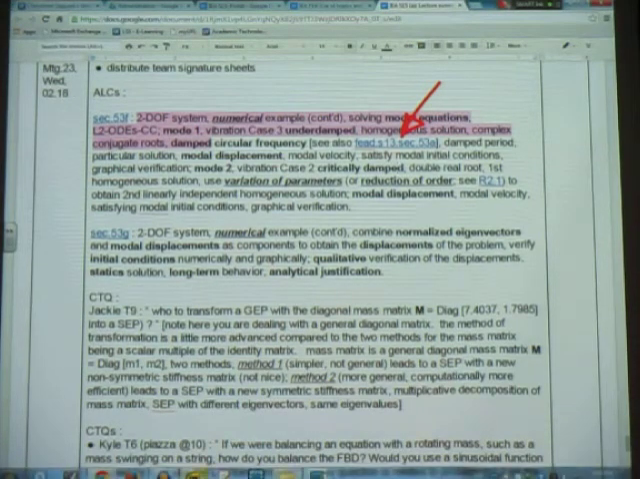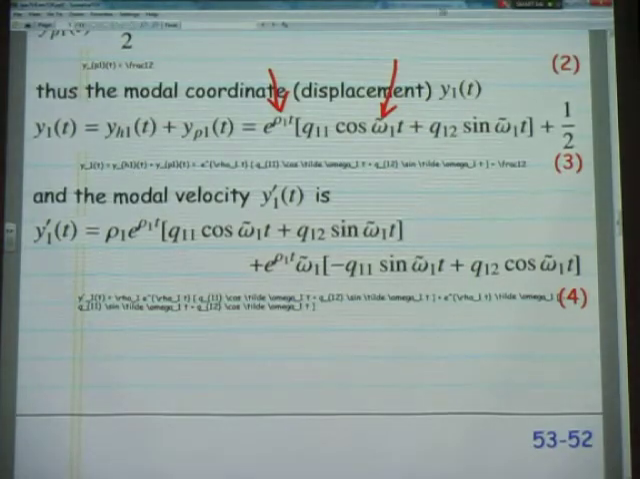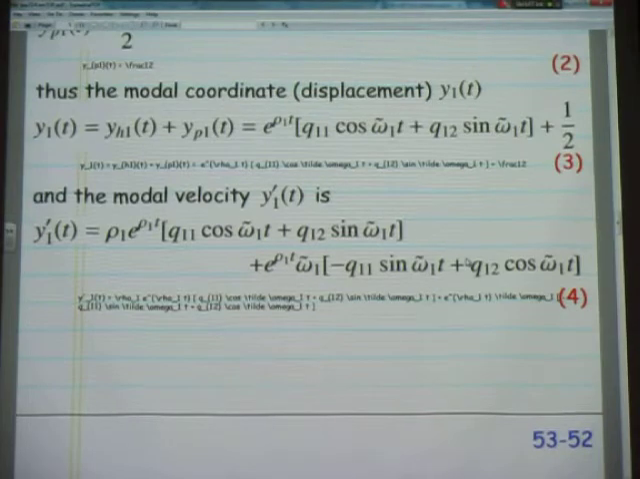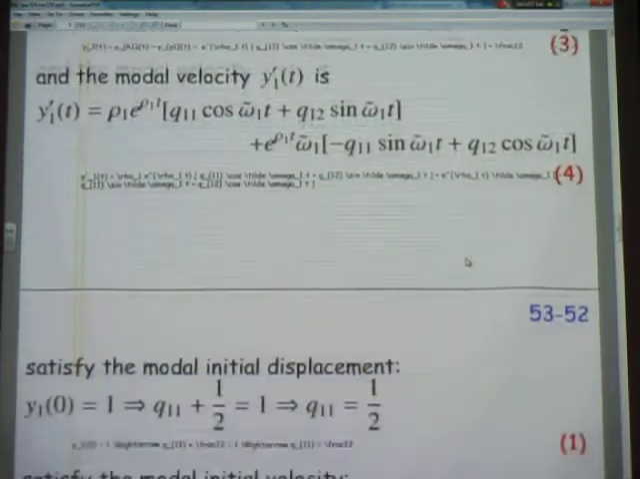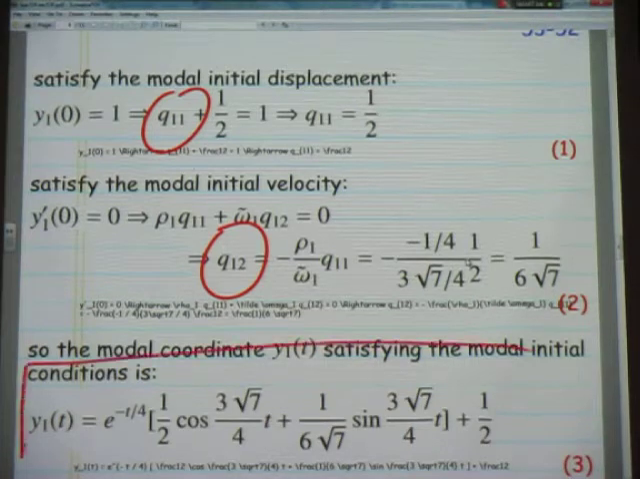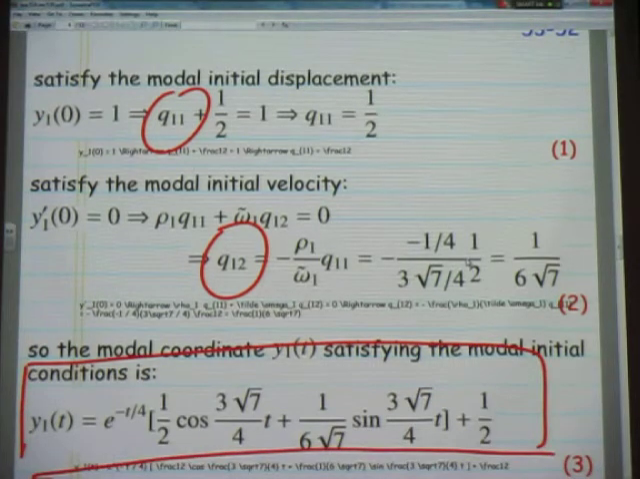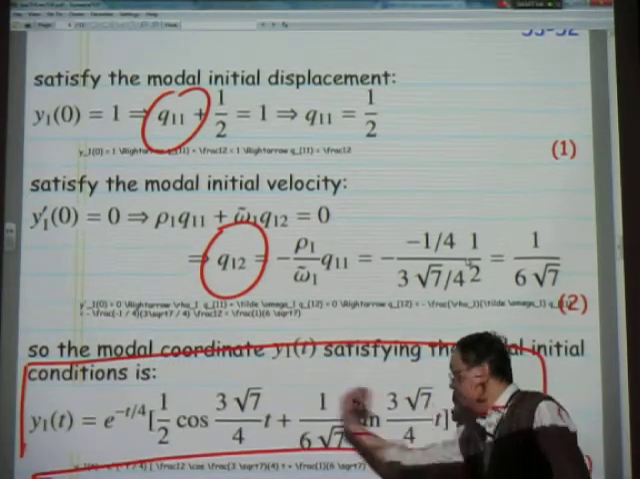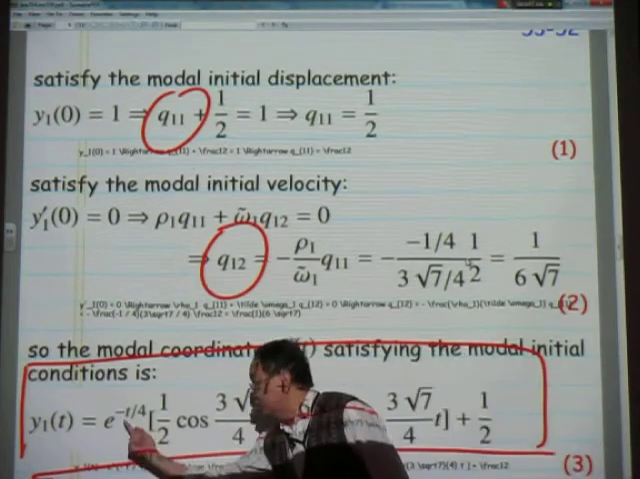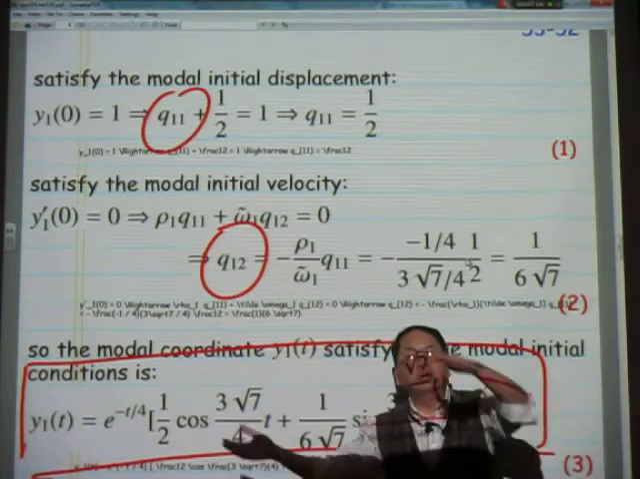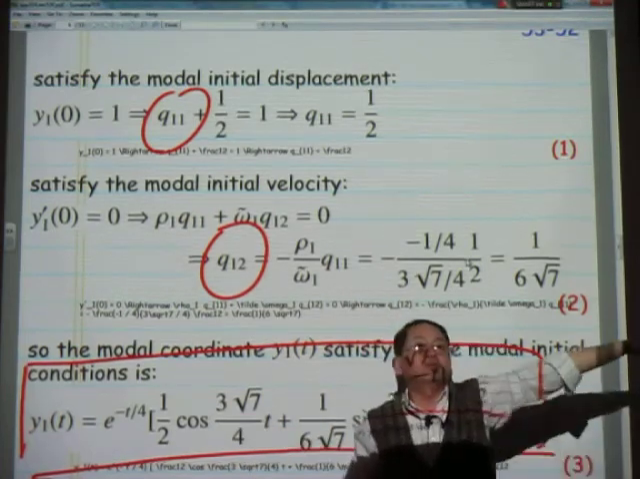Okay, so here that's a quick review, and then by satisfying the initial conditions, right? You find the coefficients Q11 and Q12, and this is the final result, right? As you see in this expression, there are no more constants to be determined, everything is in terms of numbers. You have the exponential with the minus sign, meaning the amplitude would be damped out, so the amplitude would decrease as time goes to infinity.